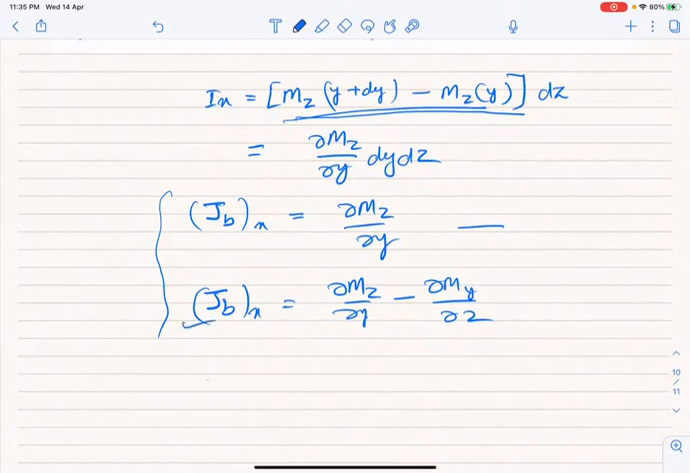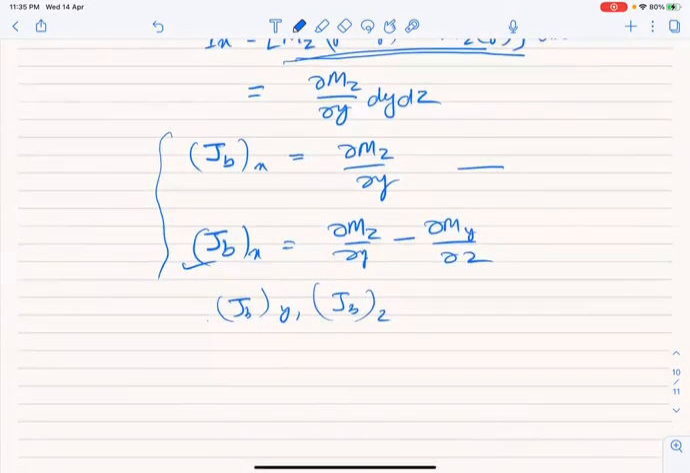So similarly, you can get the JBy component and JBz component. And what you will find is that in general, you can write JB as nothing but del cross M, because this is a component of the cross product. Okay.